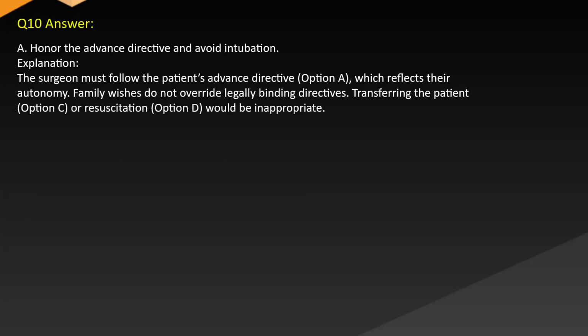Answer A. Honor the advance directive and avoid intubation. Explanation. The surgeon must follow the patient's advance directive, option A, which reflects their autonomy. Family wishes do not override legally binding directives. Transferring the patient, option C, or resuscitation, option D, would be inappropriate.